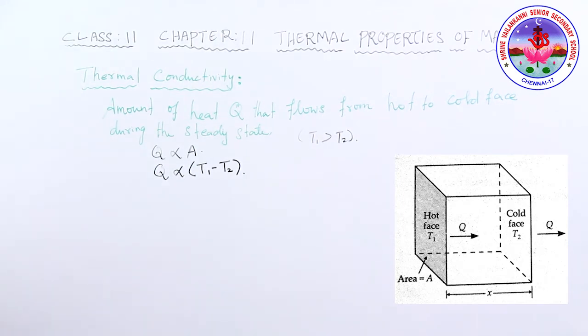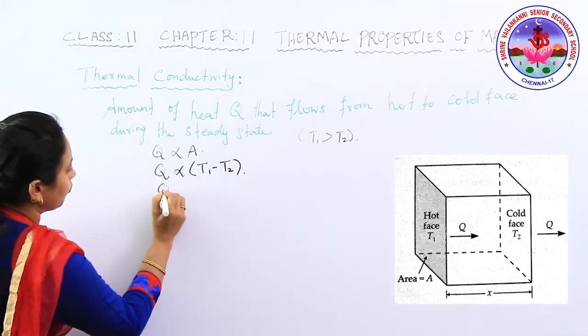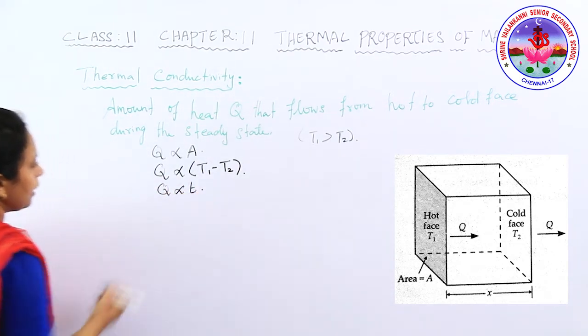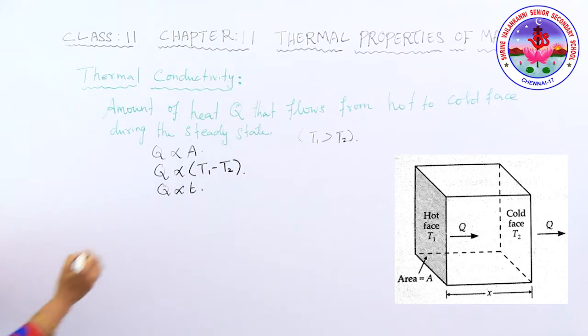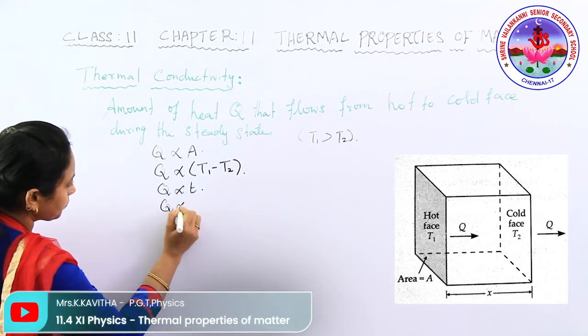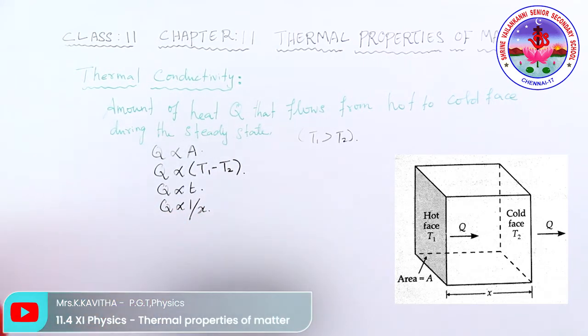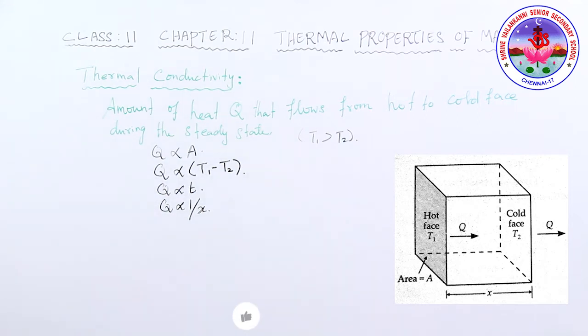And also it is directly proportional to the time. We have taken the time. Yes, Q is inversely proportional to the distance, right? So the distance which we have taken as x, that is the thickness or the distance of the block. So this also depends on the nature of the material of the block.